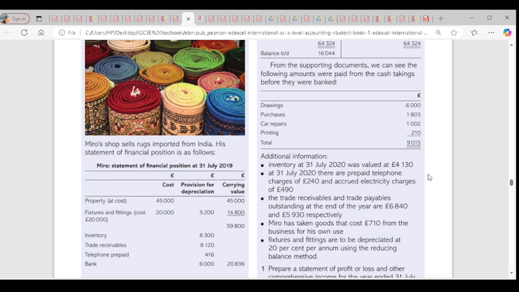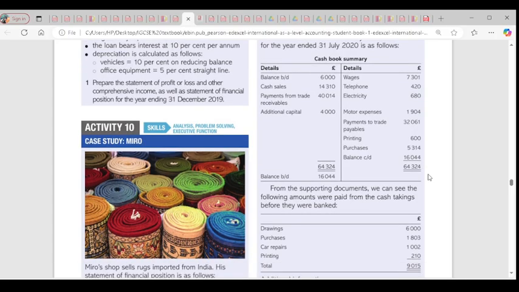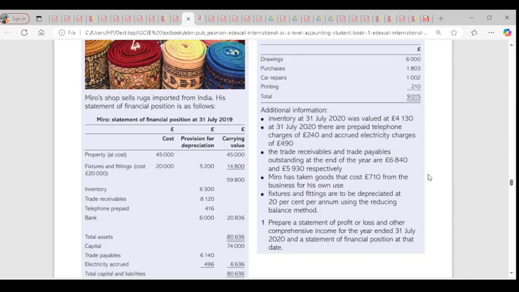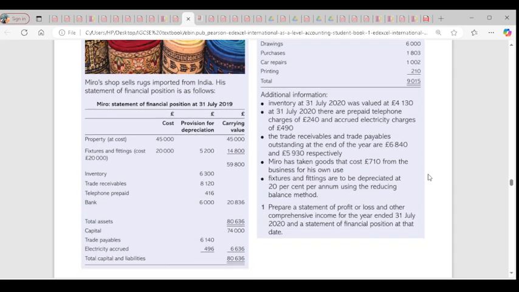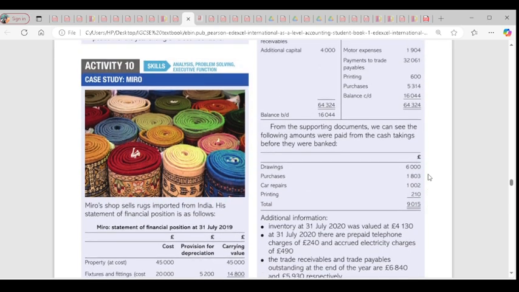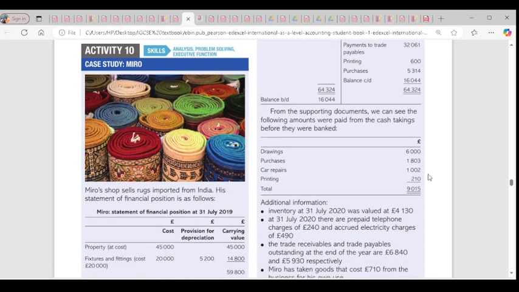So we go to electricity. In the cash book, 680. And then we minus it from the additional information. No, it's not just minus. There's information here, 496 electricity accrued. Accrued means you have used it, you have not paid for it. That's why you have to less it from the expenses. Then in the additional information, you have electricity, 490, the second point, part of prepaid. Yes, you add it.